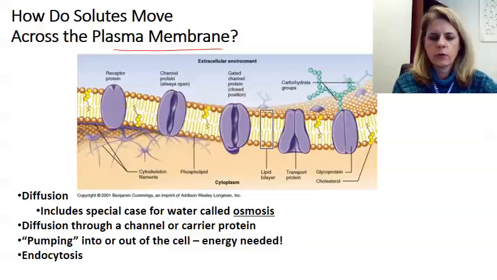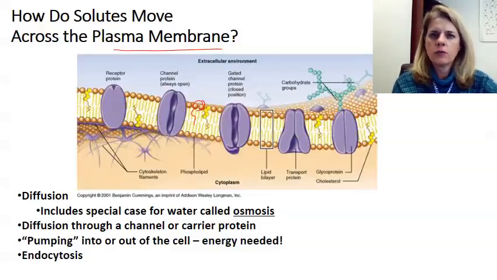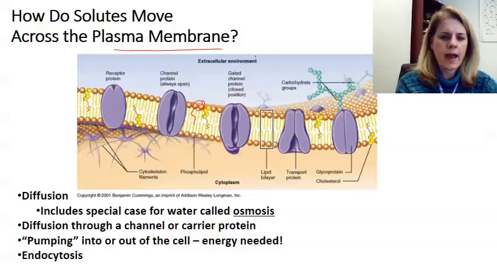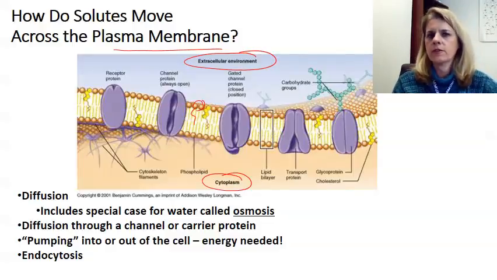And so just for review, you remember the plasma membrane is a bilayer with hydrophilic heads and hydrophobic tails, which basically makes a barrier from the outside, the extracellular environment, and the intracellular environment, or the cytoplasm. So how can things move through this phospholipid bilayer?